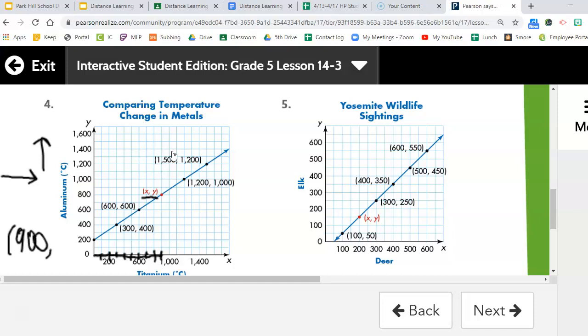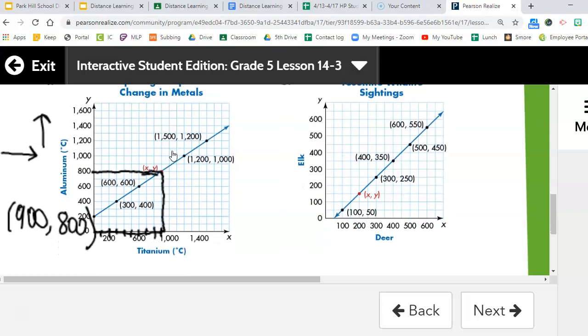Okay. Then I have to see how far it goes up on the y-axis. Okay. I'm going to look over here. I'm going to kind of draw my line so I can see it good. And that looks like it's 800. Okay. So my coordinate point for that xy is 900, 800. So that means, if you can kind of see here, that means that when titanium is at 900 degrees, then the aluminum is at 800 degrees. Okay?